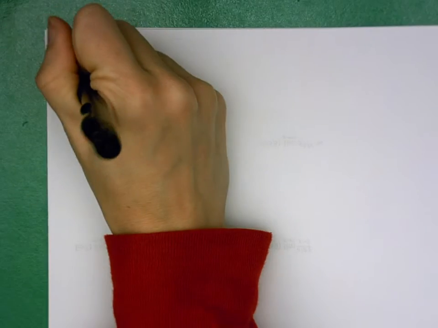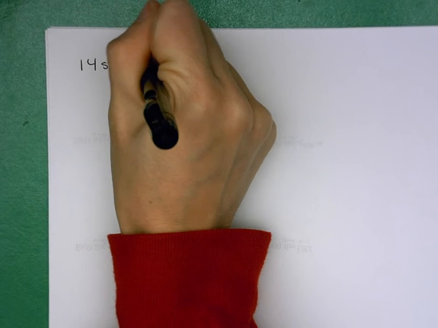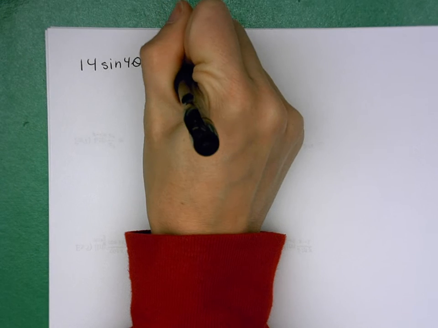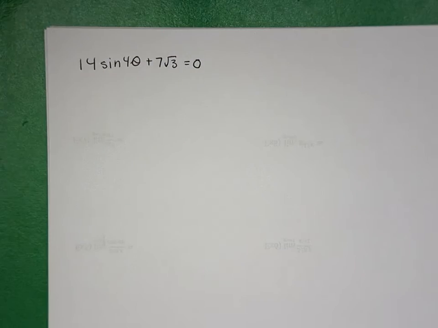Okay, next up we have 14. Wait 1 second, let me get this on the screen here. There you go. 14 sine of 4 theta plus 7 root 3 equals 0. Okay, go ahead and pause the video. Restart it when you're ready.